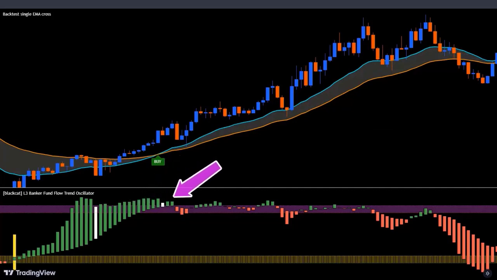Now, let's understand the role of our second indicator, which is the Banker's Fund Flow. The condition for a perfect entry point is when the green bar's value is 80 or above. Therefore, we need to wait for the green bar to reach or cross the 80 value. As we move forward on the chart, we can see that the green bar has finally crossed the 80 value threshold, which means we now have a valid entry point.